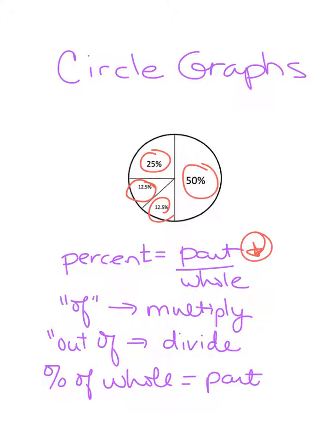If we see the word of, we know we're going to multiply. And if we see the phrase out of, that means we have to divide. Now remember, a percentage of any whole will equal the part, and we'll look at some examples.